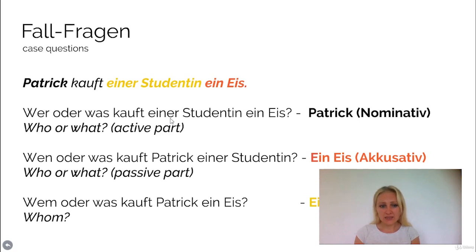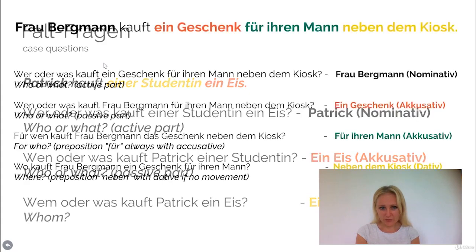Now in this sentence, we don't have a preposition, okay? We just have the verb kaufen. So whatever you buy, the object you buy, needs to be put in the accusative, and to whom you buy something, the receiver, is a dative object. So you have to break down the sentence and then use the case questions, for example, if you don't have a preposition.